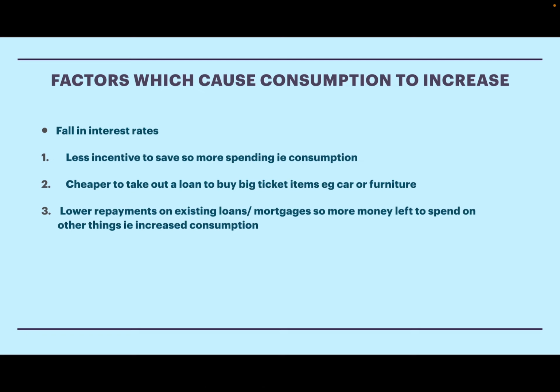People that already have a loan or a mortgage, a loan to buy a house, which is given a special name, a mortgage. Mortgages tend to have a lower interest rate than loans. But people that already have a loan or a mortgage will be paying less on that. If they're paying less interest, they're going to have more money left over, which they can spend on other things, which means consumption can increase. Now, if they've got a fixed rate loan or mortgage, then that point is not going to be relevant. But if they've got a variable rate, then point number 3 is relevant.